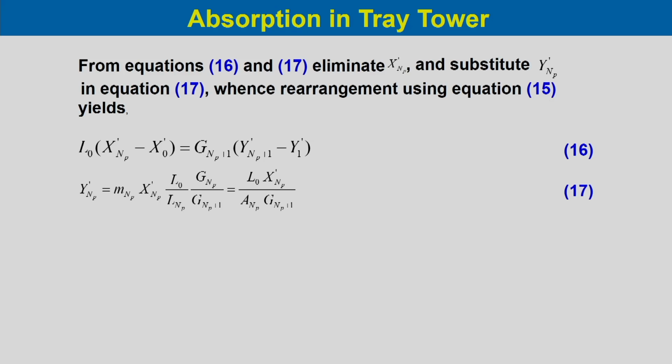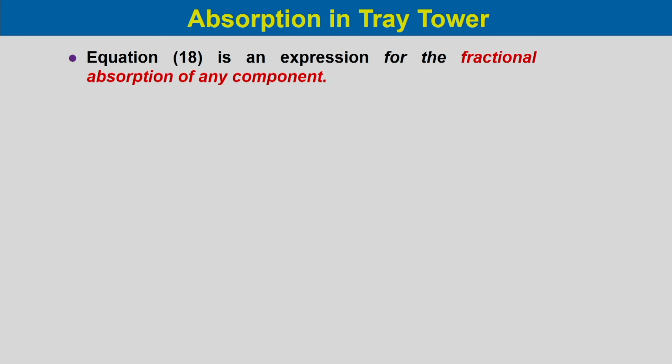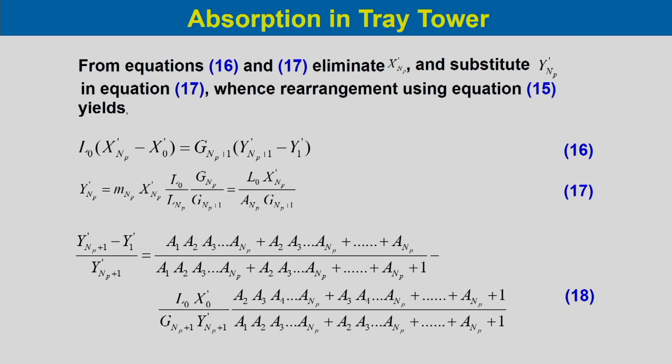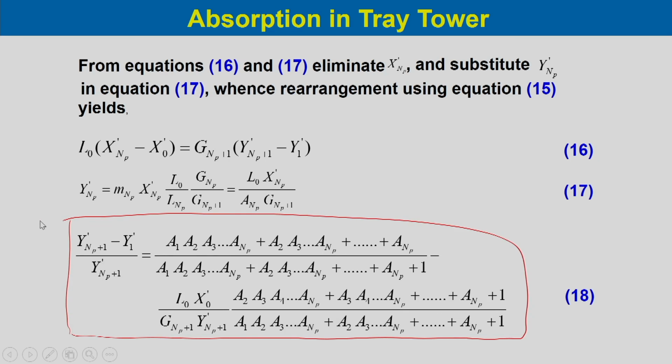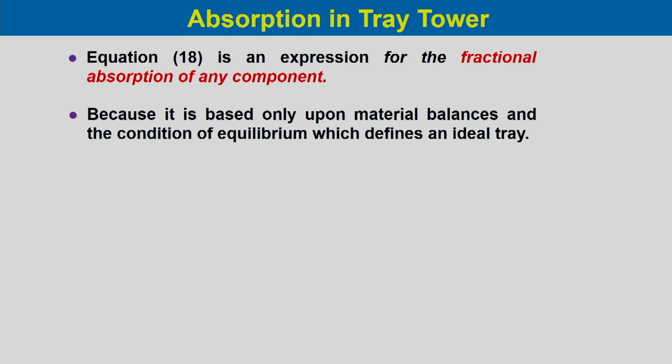So, this is equation 17, and if we do the rearrangements using equation 15, we will have equation 18, which is free from any composition inside the column. So, this equation 18 over here is an expression for the fractional absorption of any component, because it is based only upon the material balance and the condition of equilibrium which defines an ideal tray.